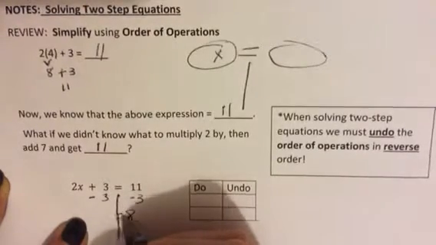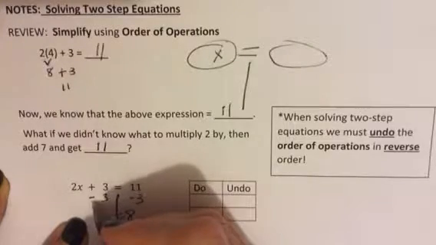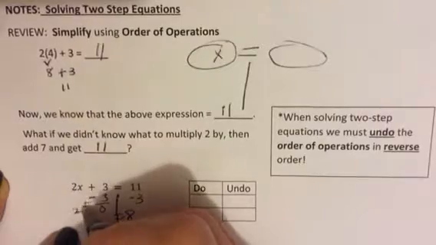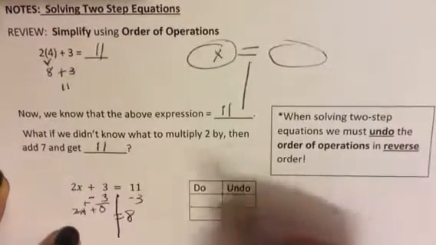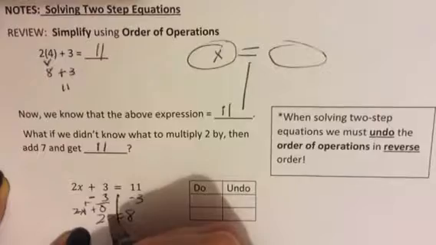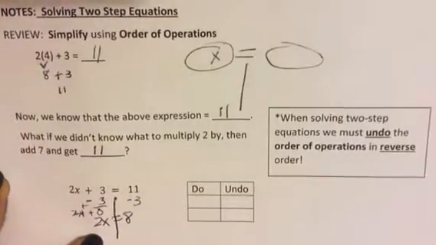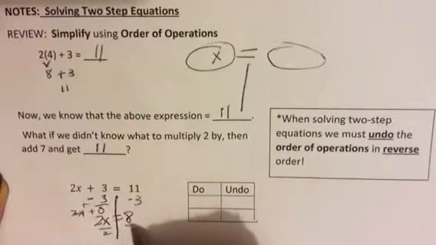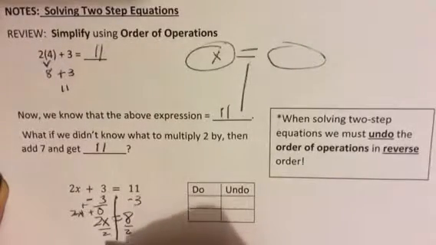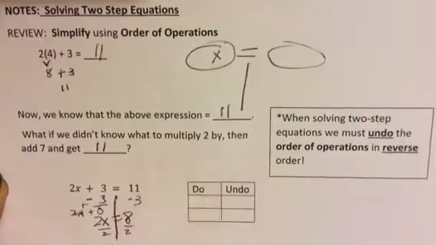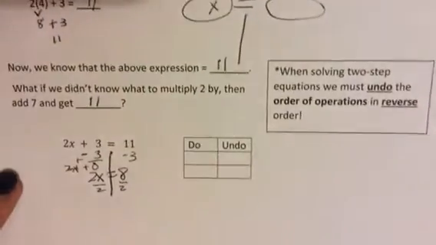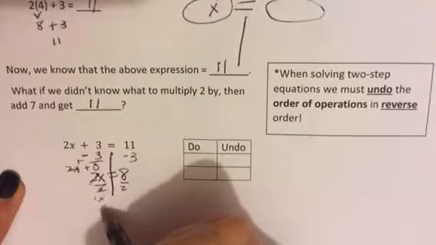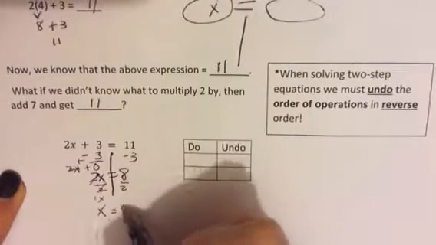Bring down my equal sign, and 3 plus negative 3 is 0. And 2x plus 0 means I'll get 2x alone. So I'm working on getting x alone. Now, if I divide both sides by 2, it's like a one-step equation, and I will find out when I divide by 2, I get 1x, or x alone, and on the other side, 8 divided by 2 is 4.